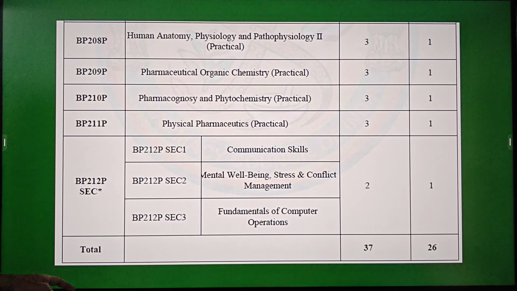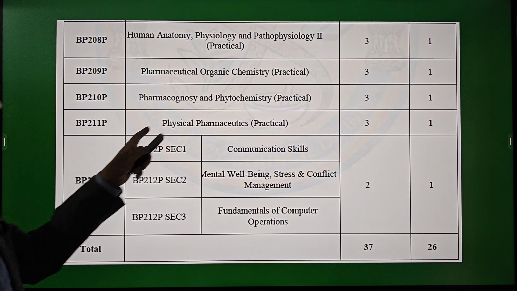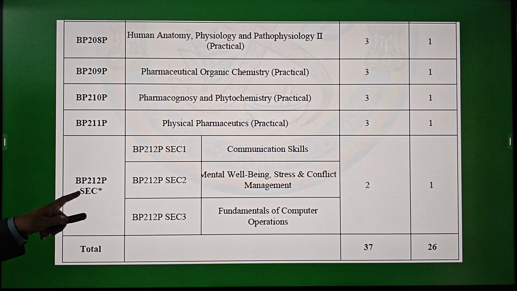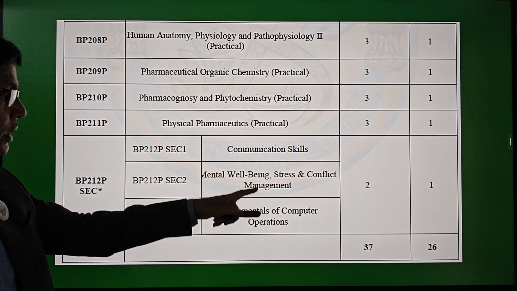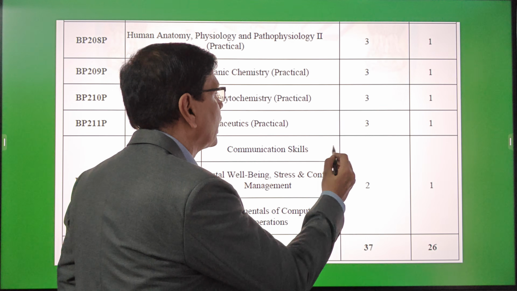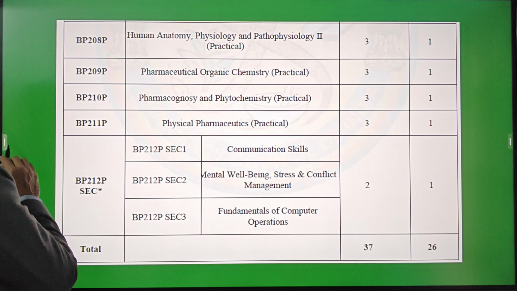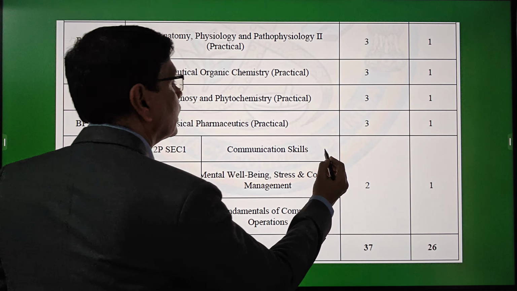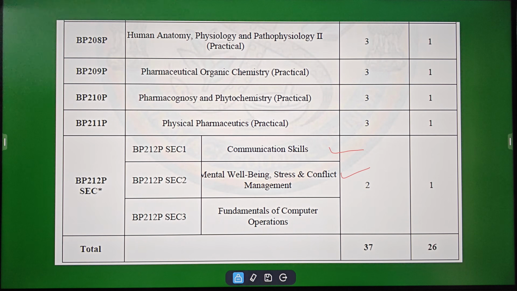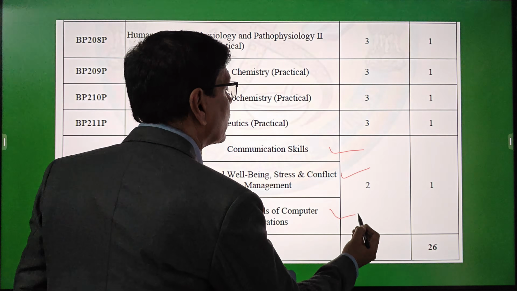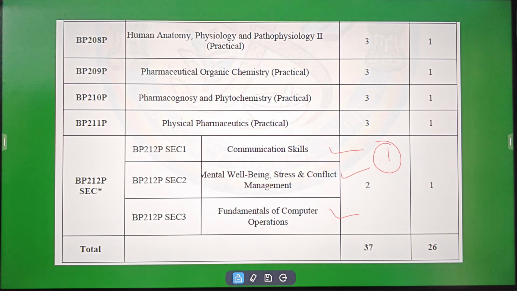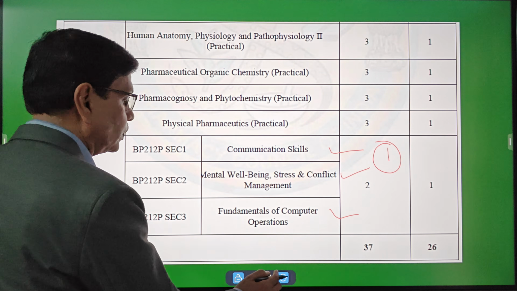Right. So continuing with the same table, we have this one. This is the second semester. In the second semester, there are 3 electives. Out of the 3 electives, one has to choose either this or this or this: either communication skills, or mental well-being, stress or conflict management, or fundamentals of computer operations. Any one has to be selected and studied.